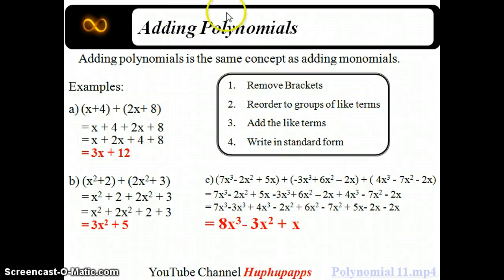So in this video we're going to talk about adding polynomials. When we're adding polynomials, there's a couple things we need to worry about. First of four main things is we're going to remove all brackets when possible.